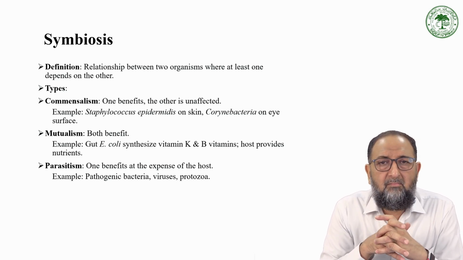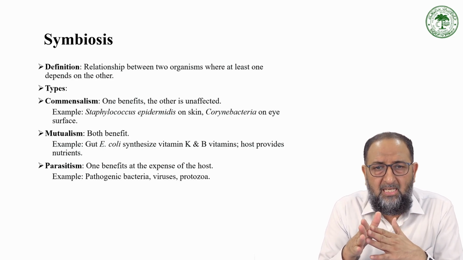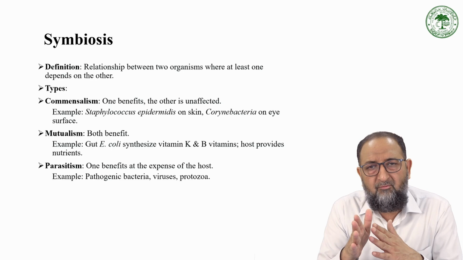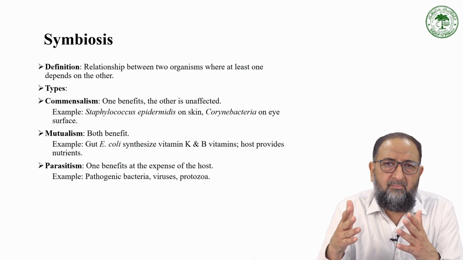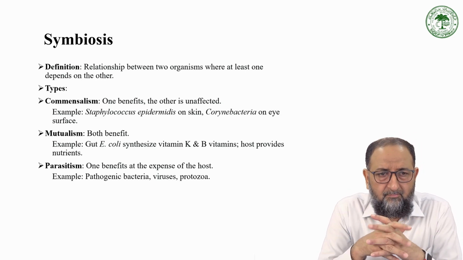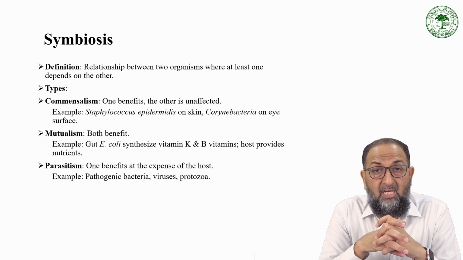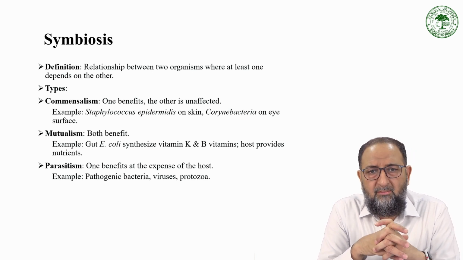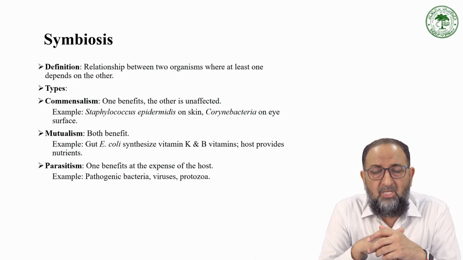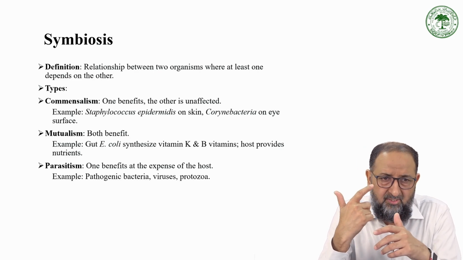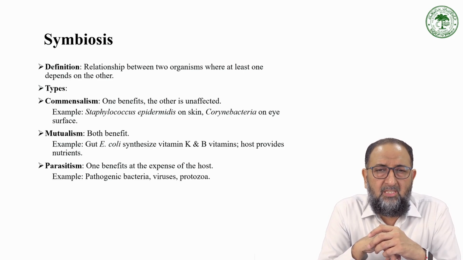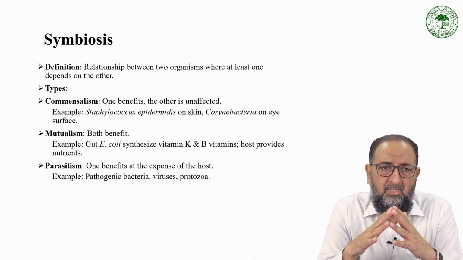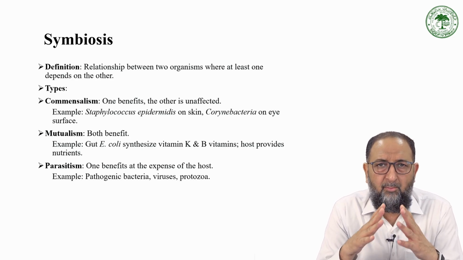Now, commensalism, right, means one benefits, the other is unaffected. So, it is kind of a mutual friendship where one of the friends is benefited, but the other is not benefited and also not affected. For example, Staphylococcus epidermidis is basically a bacterium present on the surface of the skin, right? Corynebacteria are present on the surface of the eye. Now, these bacteria are in the commensalism mode, or we call them commensalism type of bacteria, or the phenomenon is called commensalism.